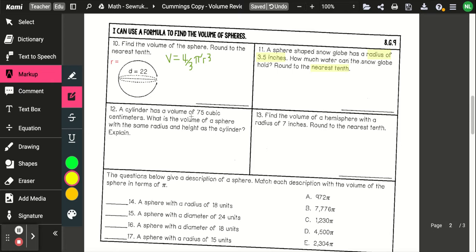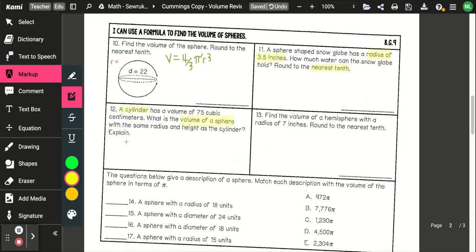This time it's telling us a cylinder that is huge. We need to know that has a volume of 75 cubic meters. What is the volume of a sphere with the same radius and height? So we need to know the volume of a sphere. Well, remember, a sphere is 4/3 of what a cylinder is.